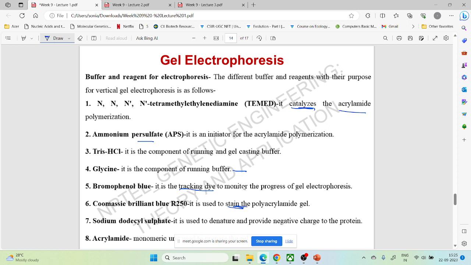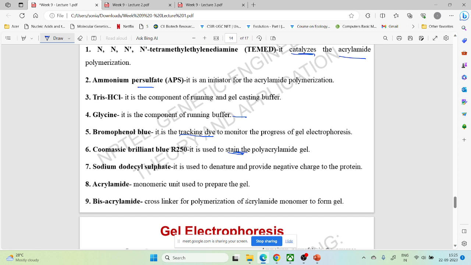So bromophenol blue is added for tracking and Coomassie is used for staining of the gel. The tracking dye will always move faster than your protein or DNA, whereas this is used for staining. So they have different functions. Then acrylamide is a monomeric unit which is used for gel preparation, and bisacrylamide is a cross-linker for polymerization of acrylamide. So you have to understand.